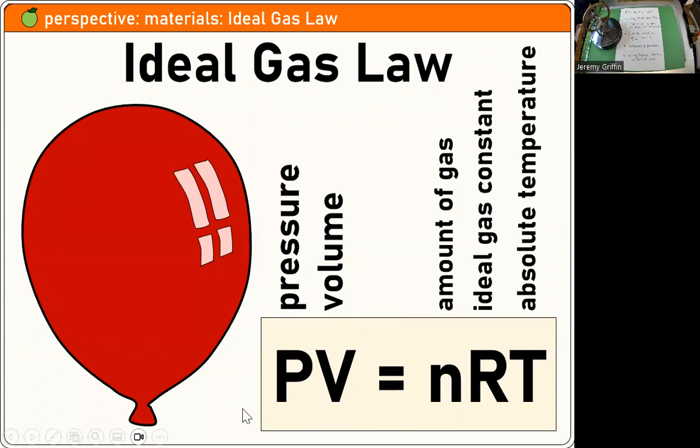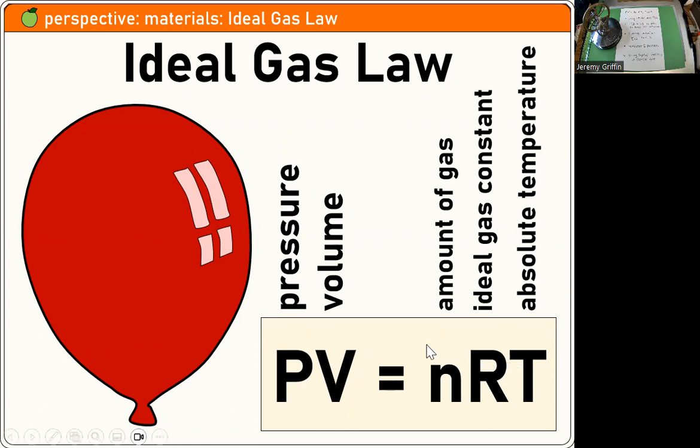Ideal gas law. Pressure times volume equals number of moles of gas times a constant that depends on what units you're working with, times the absolute temperature. Now, it's important that you're working in Kelvin specifically, because if you double the temperature, well, you have to use Kelvin, right? You can't use a relative scale like Celsius or Fahrenheit. You guys get that?